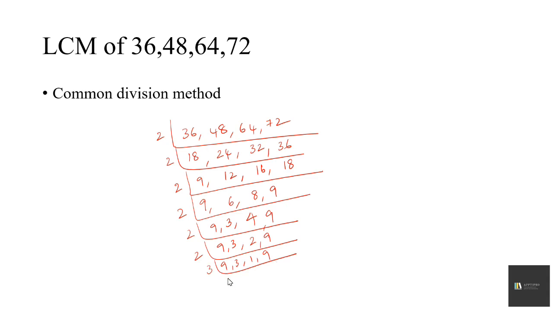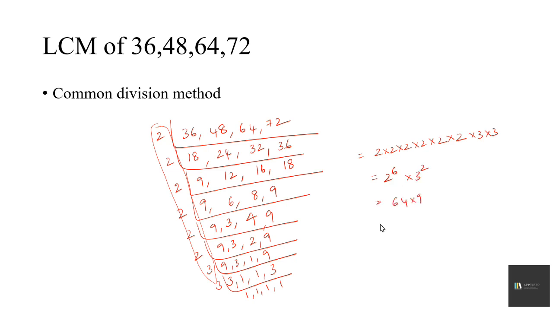Next, I'm going to take the number 3. 3 times 3 is 9. 3 times 1 is 3. You have to repeat it until you get all ones. So multiply all these factors. You get 2 raised to power 6 into 3 square, 64 into 9, which is 576. So the LCM is 576.